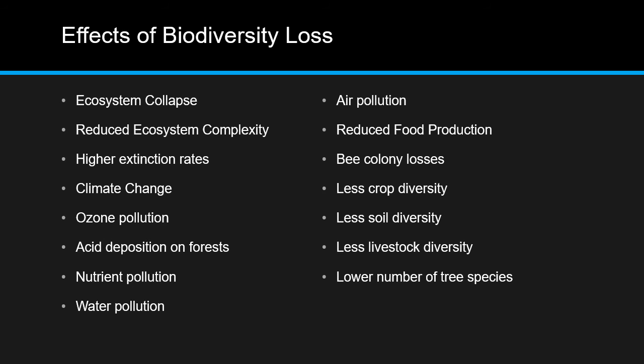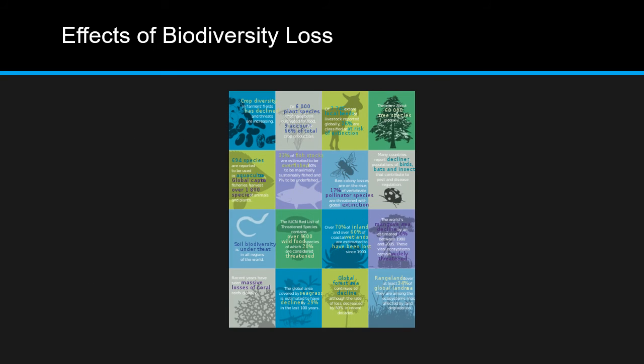And biodiversity loss can also lead to impacts on agriculture, including less crop diversity, less soil diversity, less livestock diversity, as well as a lower number of tree species. So over here, you can see different effects of biodiversity loss. You can see the different effects of biodiversity loss on many organisms, including soil biodiversity, fish, animal species, mushrooms, coral, insects, trees. It can impact many species.